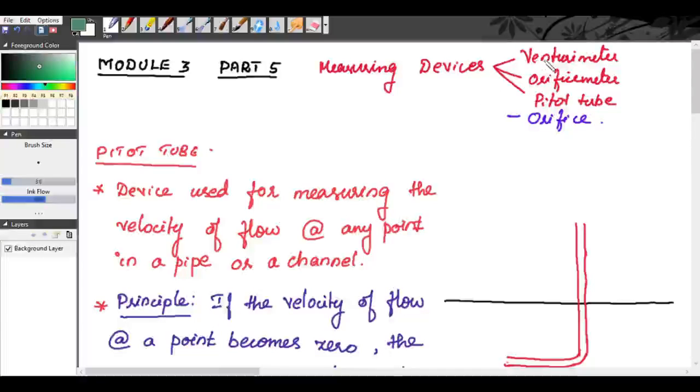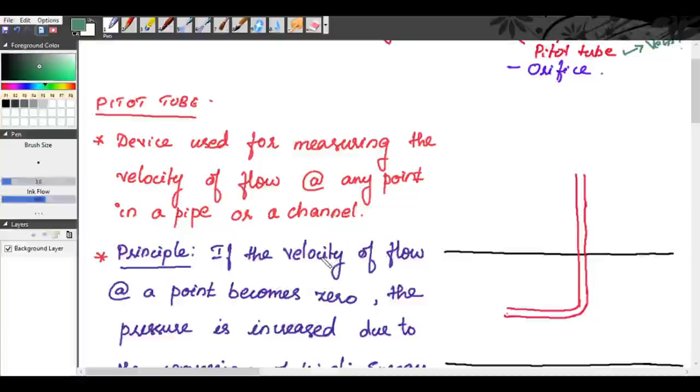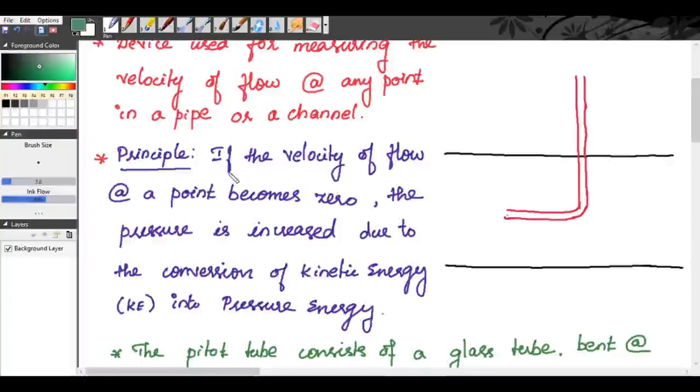Venturi meter and orifice meter were used for measuring the discharge, the rate of flow. Pitot tube is used for measuring the velocity of flow at any point in a pipe or a channel. The principle behind the pitot tube is that if the velocity of a flow at a point becomes zero, the pressure is increased due to the conversion of kinetic energy into pressure energy.